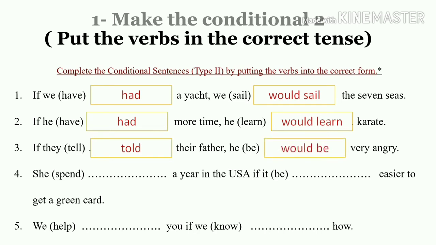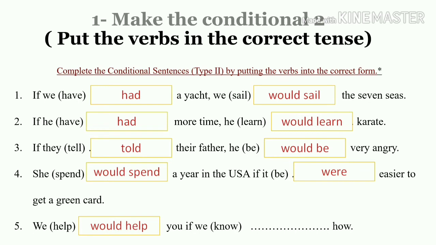Okay, now we don't start with if, we put it in the middle, so you can notice the lack of the comma here. So we're going to start with would plus infinitive here. She would spend a year in the USA if it were easier to get a green card. We could say if it was, but since it's unreal, we use the unreal form: if it were easier to get a green card. We would help you if we knew how.